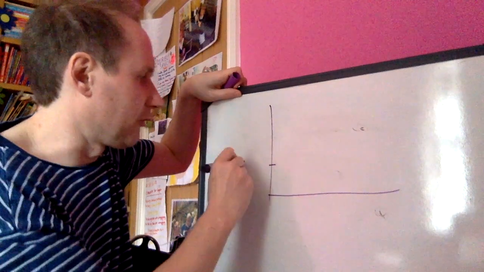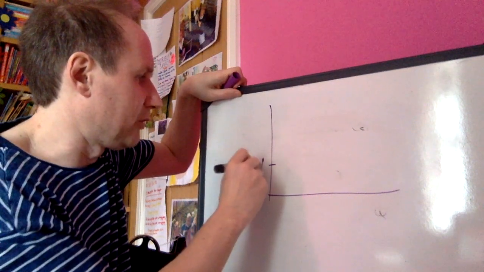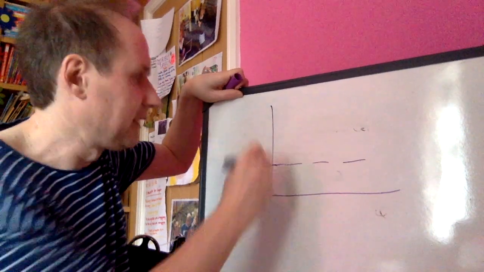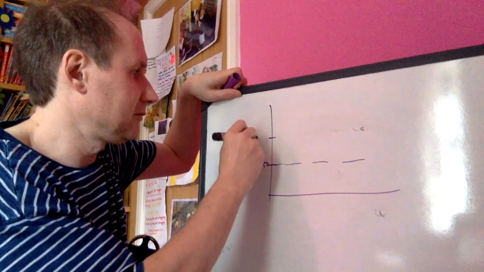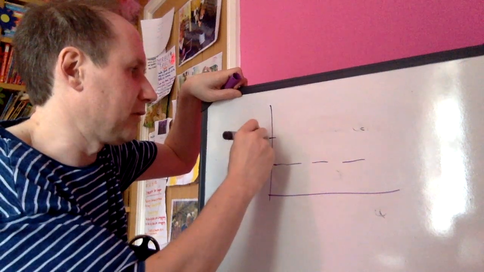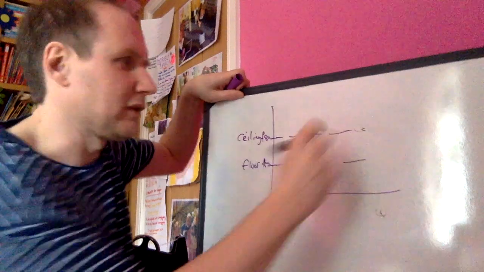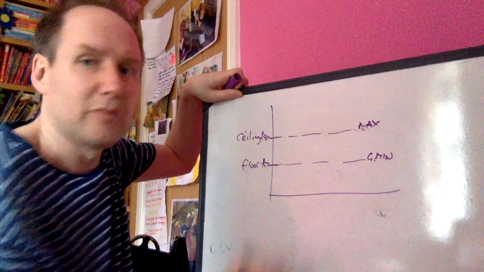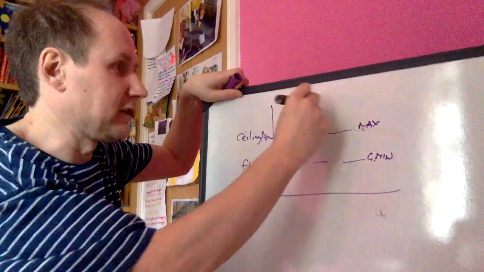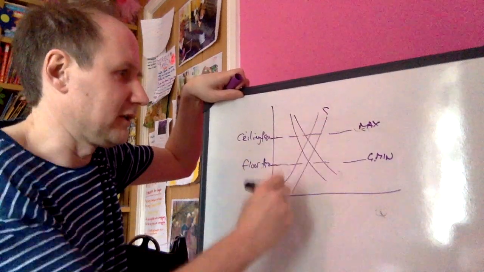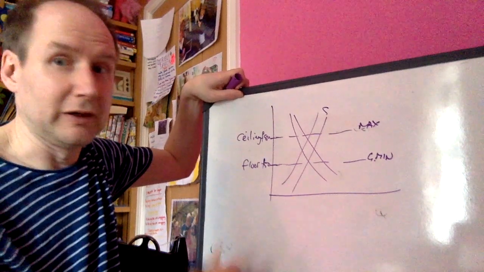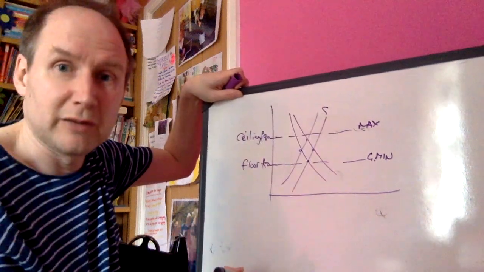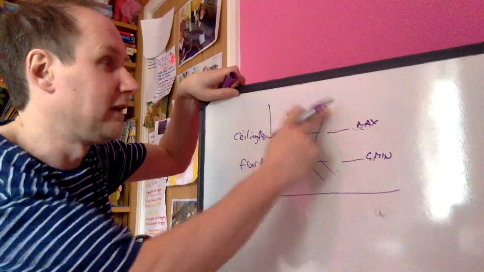So we've got a floor, which in my example was £50 a unit. So the government will stop the price from falling below that. And we also have a ceiling up here, which in my example was £80 a unit. That's the maximum price, and that's the guaranteed minimum price. So under normal circumstances, there's supply and demand, and what's happening is nothing. The price is varying within those bounds, and under those circumstances, the government does nothing.